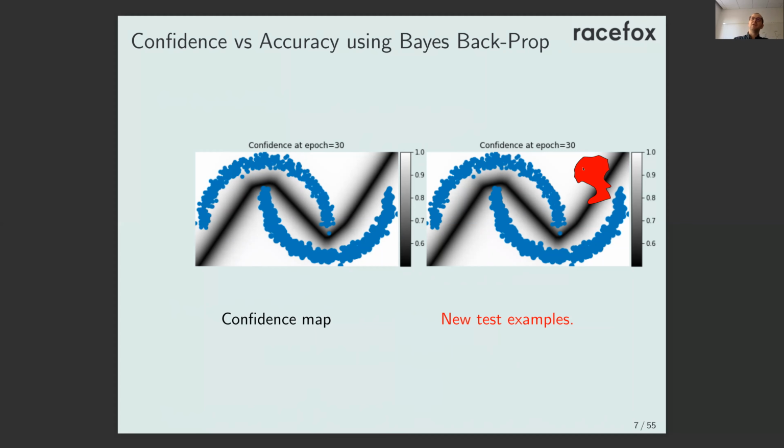But if you say that I have some out-of-distribution data sitting on the red region, you don't really get a very low confidence or a very high uncertainty, but it really depends where they are sitting. That means that the method is not suitable for predicting the confidence of your test data set very conveniently.